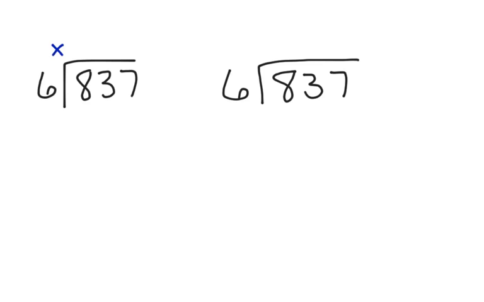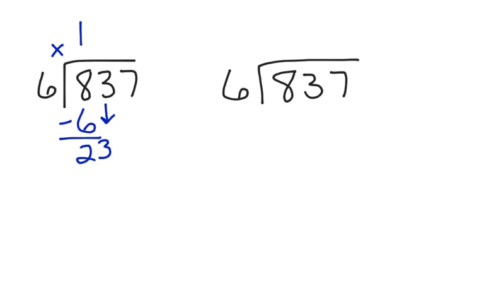All right. 6 times what number gets me close to 8 without going over? Good. 6 times 1 is what? 6. Yeah, I write that under the 8, and I subtract, leaving 2. The next step is to bring down the 3, and now I do that same process again.